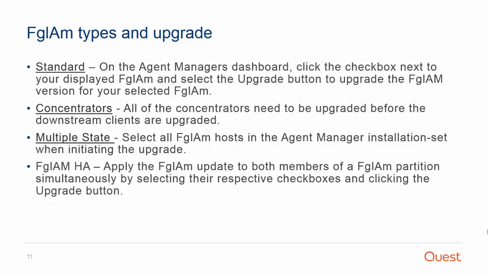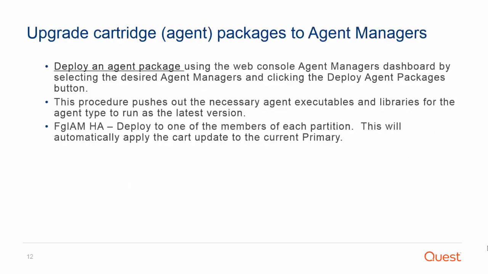Fog-Alarm HA: apply the Fog-Alarm update to both members of a Fog-Alarm partition simultaneously by selecting their respective checkboxes and clicking the Upgrade button. Upgrade cartridge agent packages to agent managers.